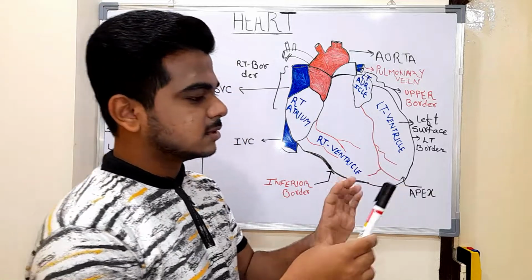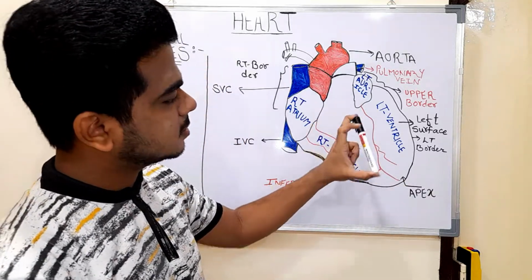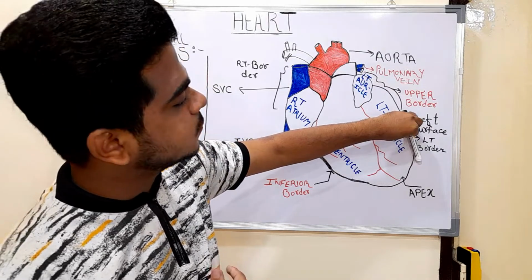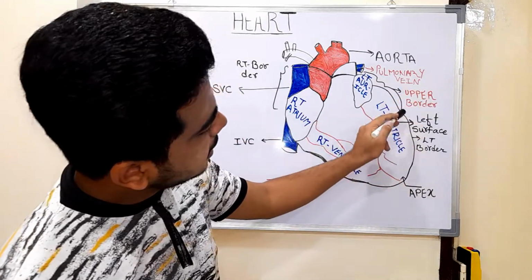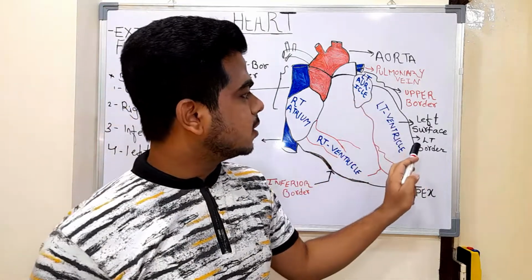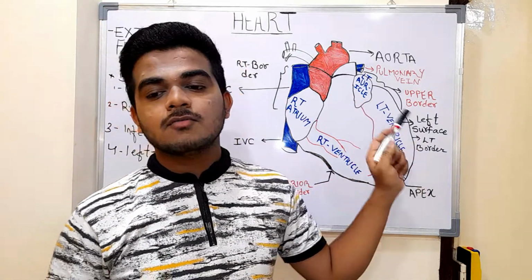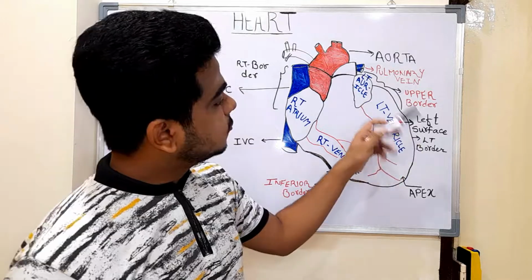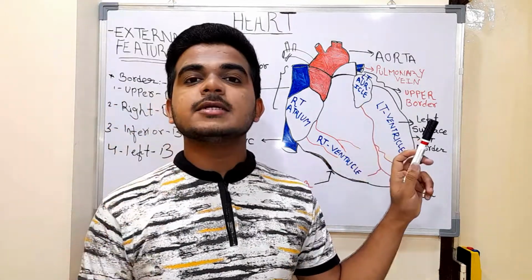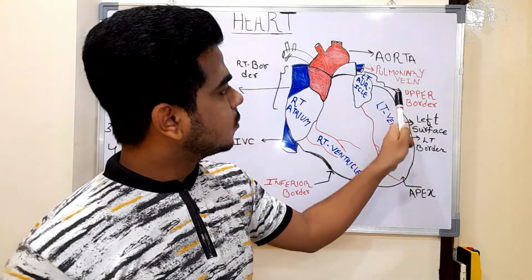Just imagine this is the marker I am putting here. That is the oblique structure that is formed. Obliquely and slightly curved structure is formed. So that is called the left border of the heart. It is mostly formed by the left ventricle of the heart and just a little bit of the left auricle.